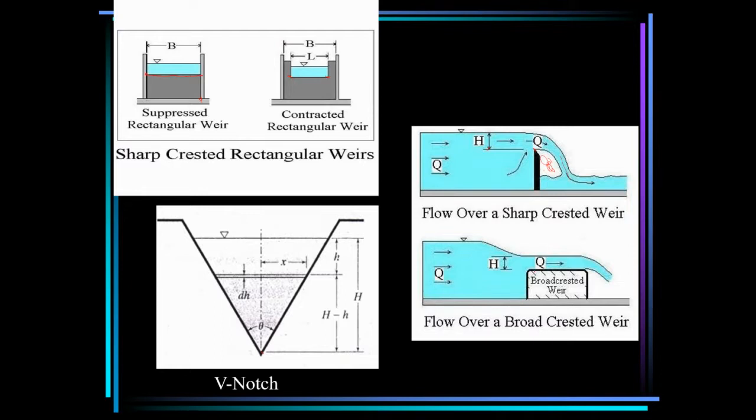Okay, this is for a broad crested weir. This is a sharp crested weir, and this is a broad crested weir. You can see the crest. The water has to touch the longer part of the weir. It has to flow over it before it becomes discharged.